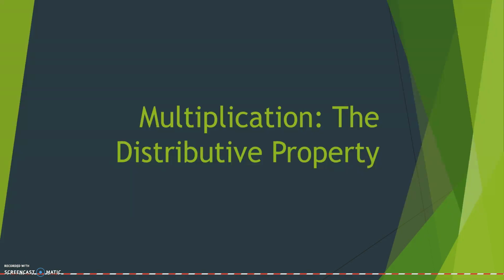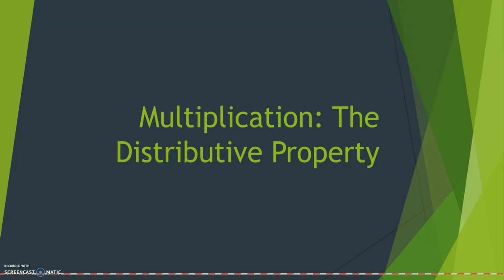Alright, so today we're going to talk about another multiplication property. We've talked about the commutative property, where we can switch the order of our multiples to get our product and it'll be the same answer. We have talked about the associative property, where it doesn't matter which multiplication problem I start with, I'm still going to get my same answer.